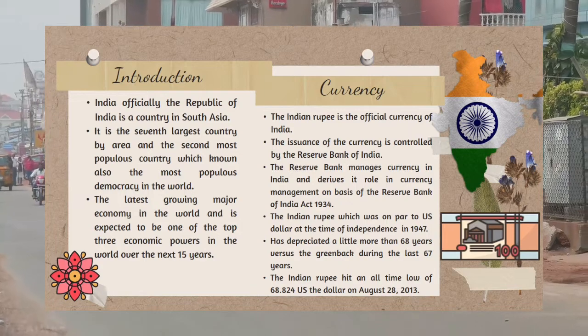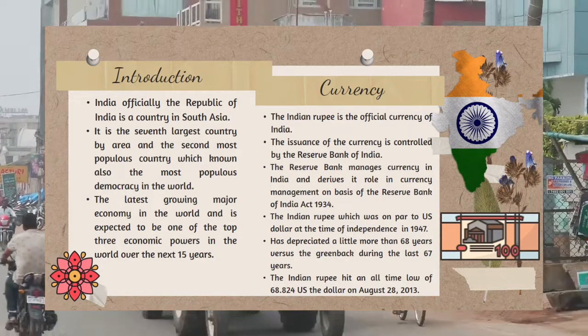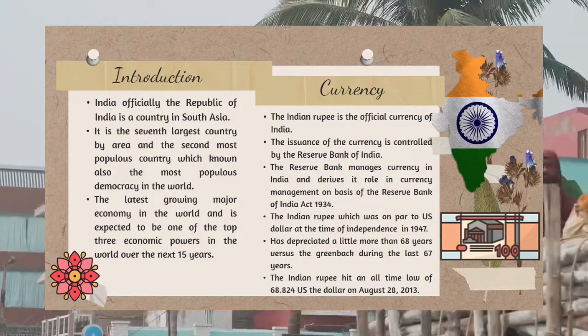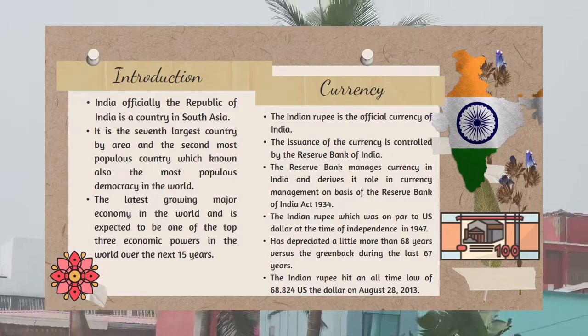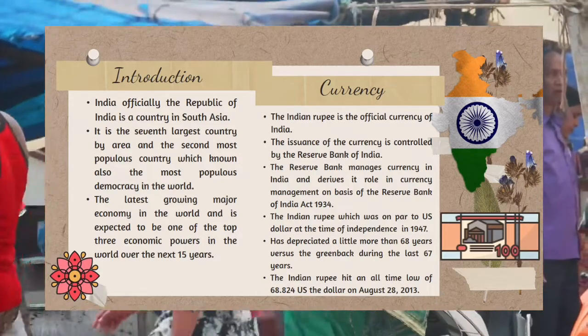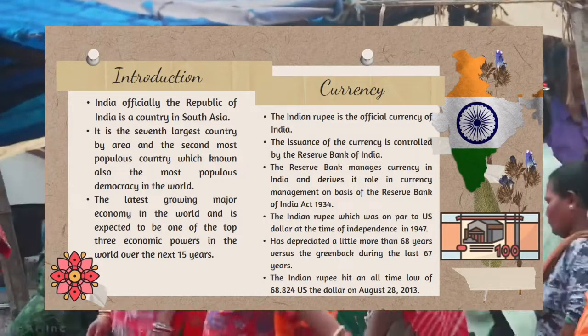The Indian rupee is the official currency of India. The issuance of the currency is controlled by the Reserve Bank of India. The Reserve Bank manages currency in India and derives its role in currency management on the basis of the Reserve Bank of India Act 1934.